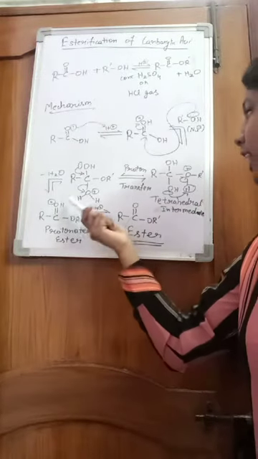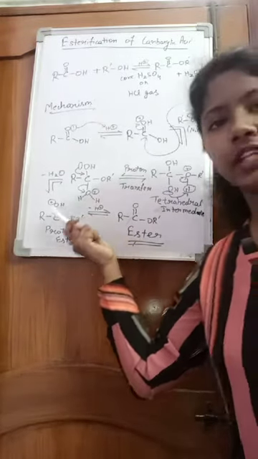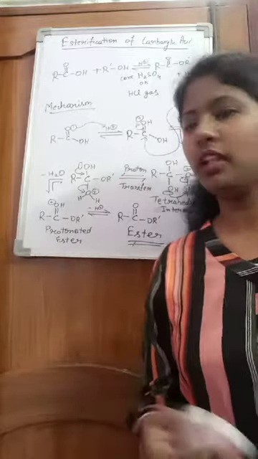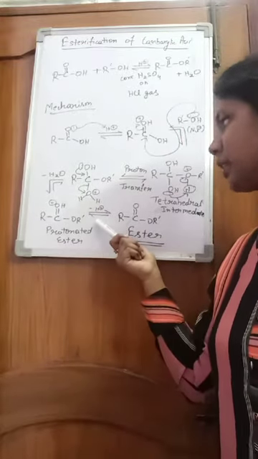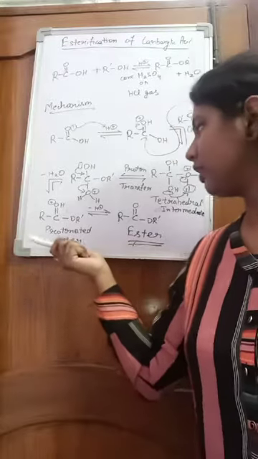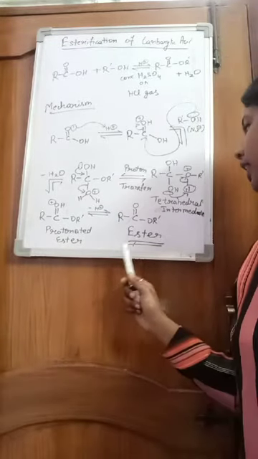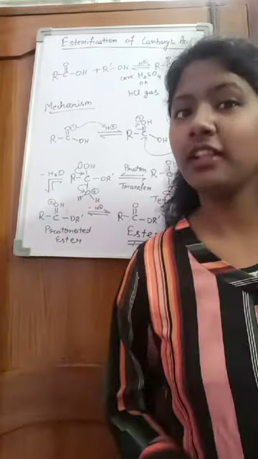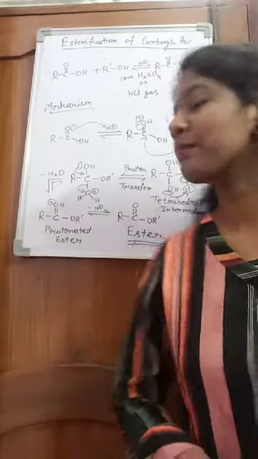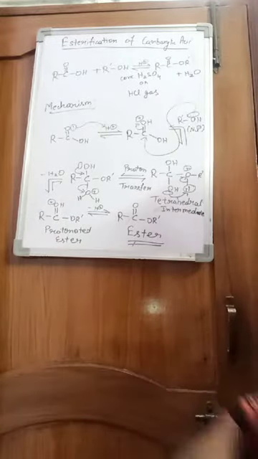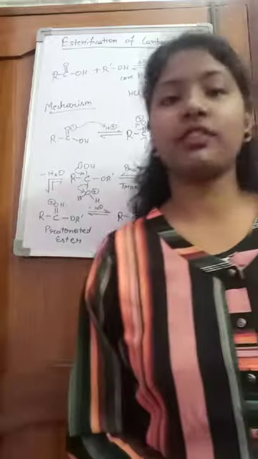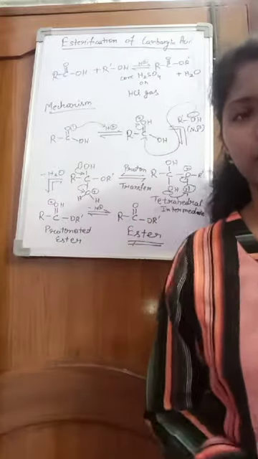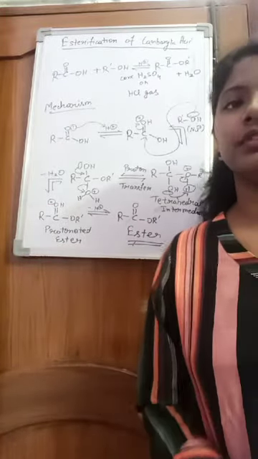Now what will happen next? H plus is going to leave, because again oxygen has a plus charge and is not stable. So H plus is eliminated from the protonated ester, and we get our ester, which has a very pleasant and fruity smell. So this is all about the mechanism of esterification of carboxylic acids. I hope you all understood this video, and thank you so much.